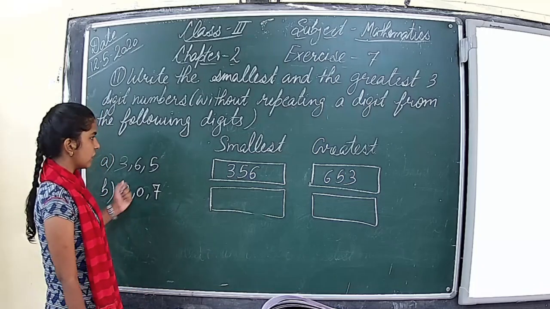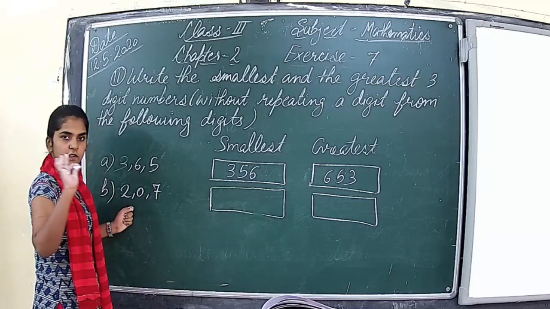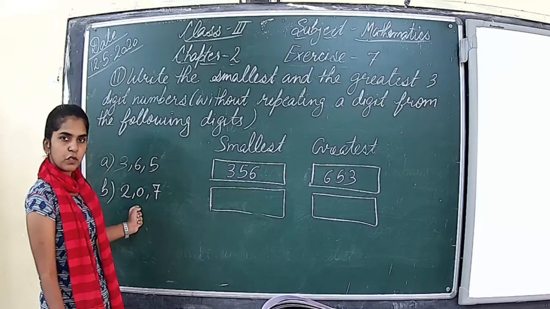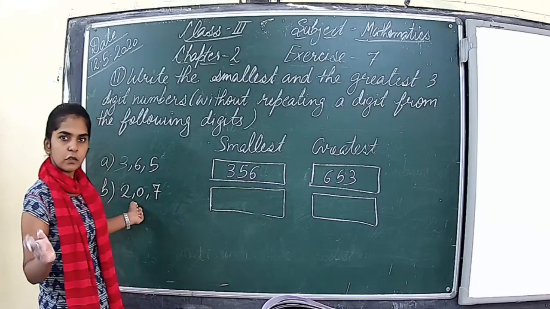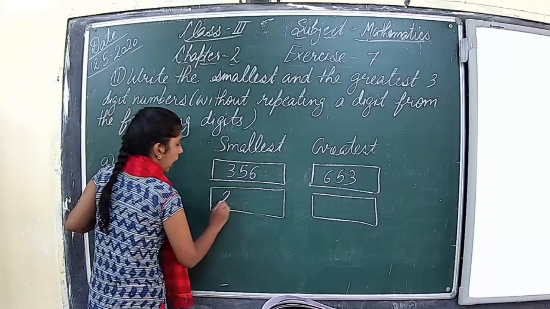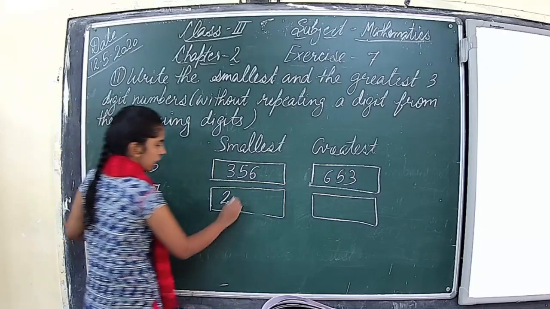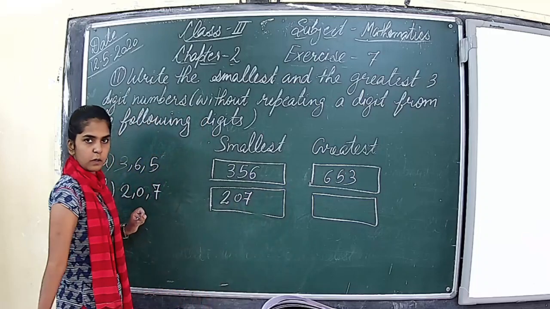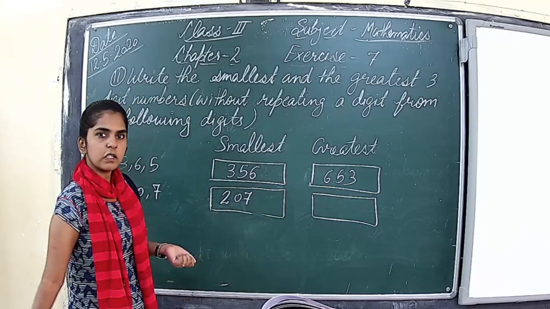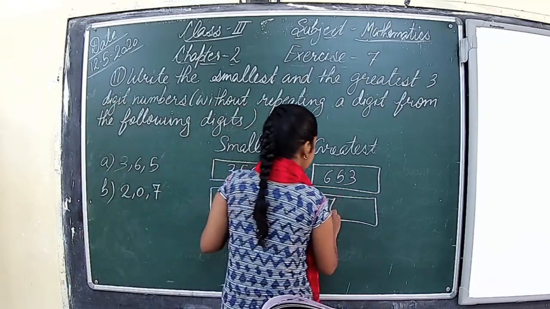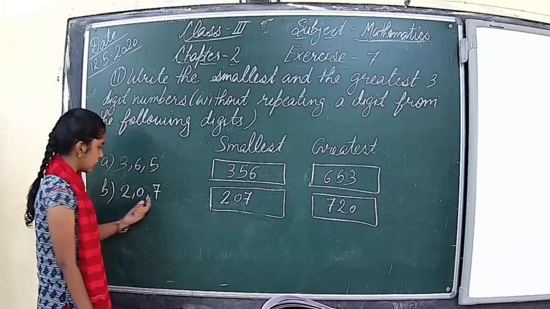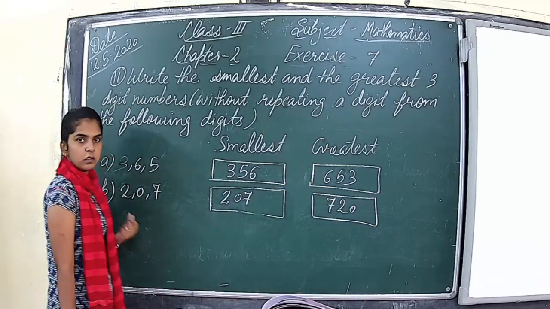207. So what will be the smallest number? Arrange the digits in ascending order. Here the smallest digit is 0, but we cannot start a number with 0. So we will move towards the next digit, that is 2. After that, we will write 0 and then 7. This is the smallest number. Then, to form the greatest number, we will arrange the digits in descending order. So the number will be 720. Right? Because the greatest digit is 7, then 2, then 0.